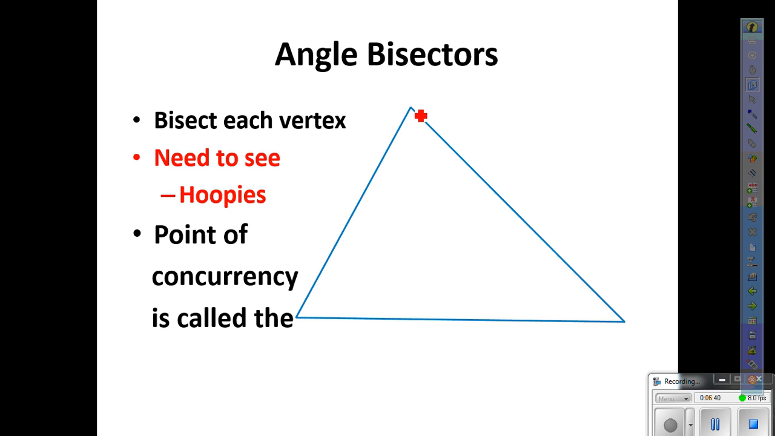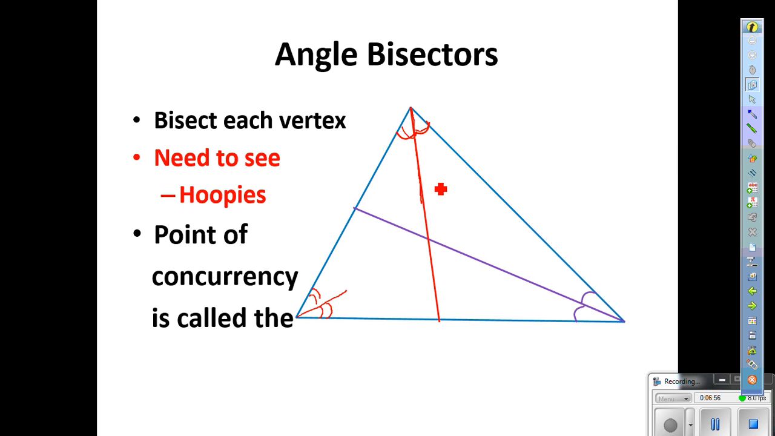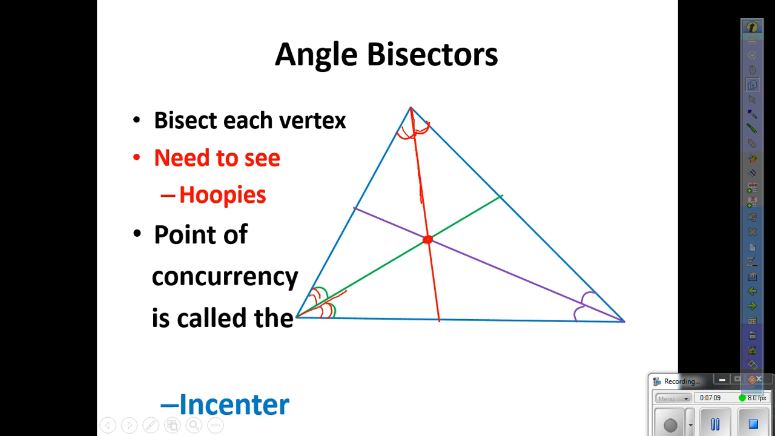So you have to see hoopies, because if it is an angle bisector, that means that this angle is going to be equal to that angle. You know, this angle is going to be equal to, you know, the other. So they're equal angles. So there's one, cuts that angle in half. There's two, cuts that angle in half. And there's three, cuts that angle in half. Also notice they are concurrent and they intersect at one point. Now, that center is called the incenter. The incenter.